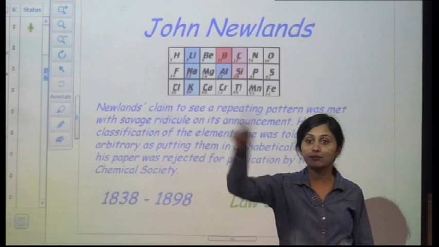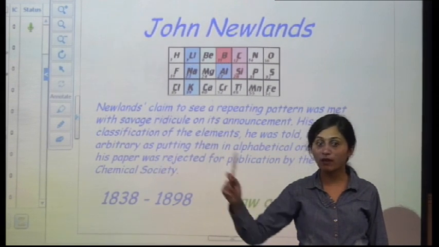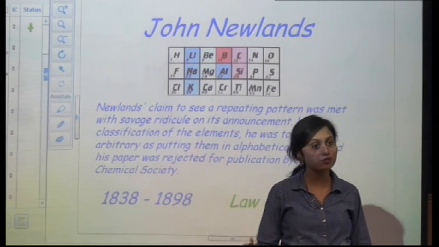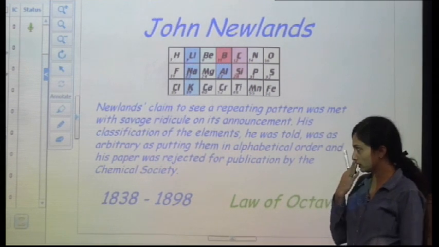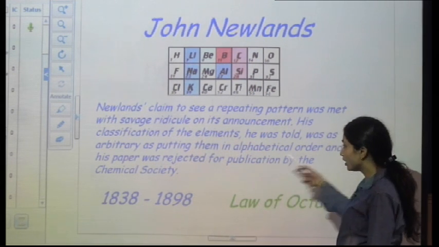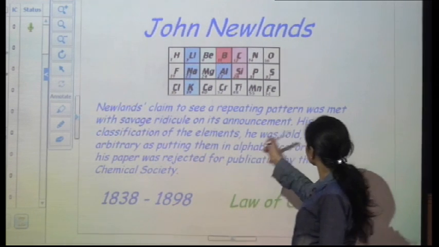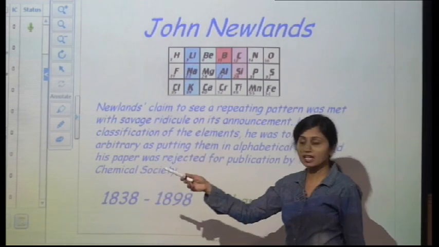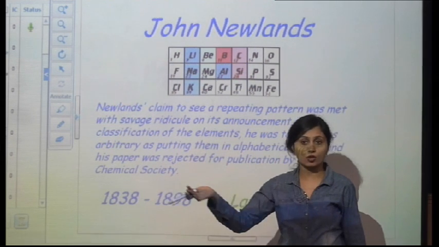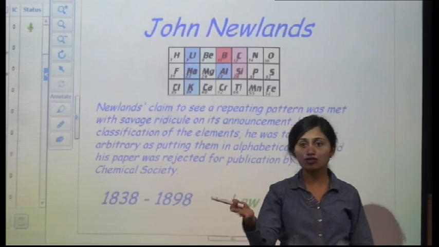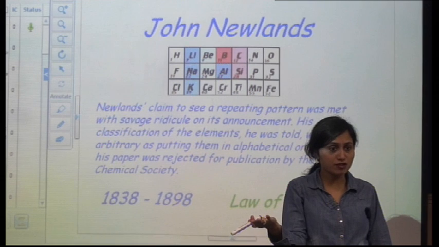I told you, whenever a new discovery is made, how do you make it public to the entire world? By publishing it in an international journal so that people can actually see it. See what happened when he did this classification: he was told that it was as arbitrary as putting them in an alphabetical order. People told him, you did nothing special in this. There is nothing that special about it.